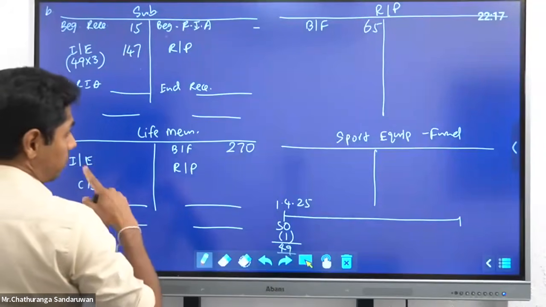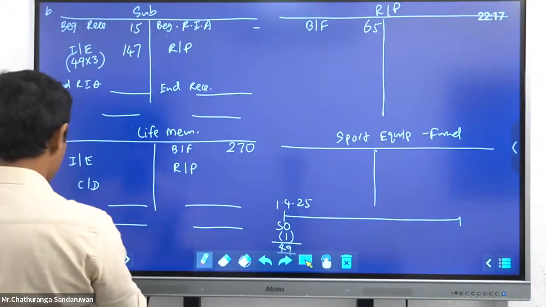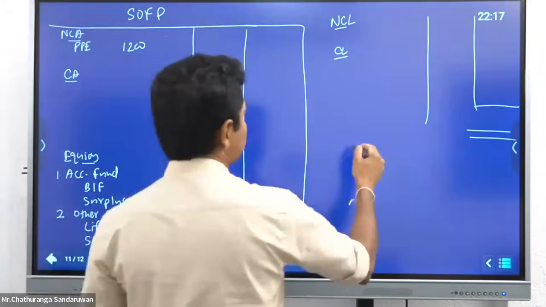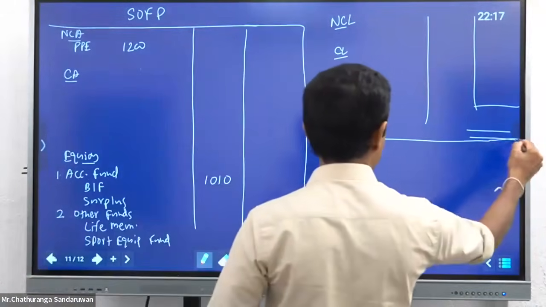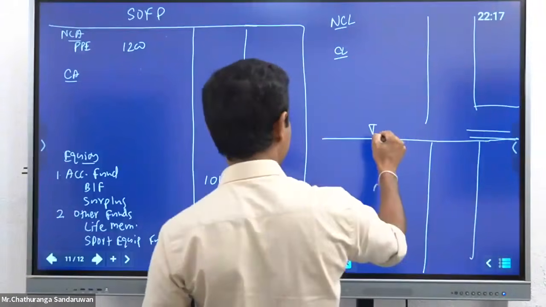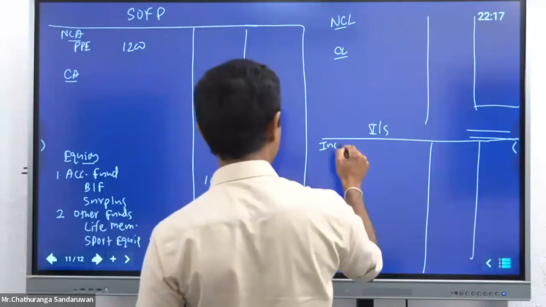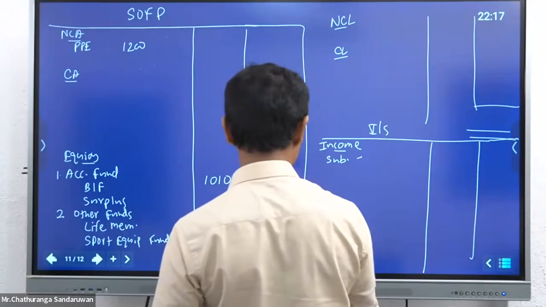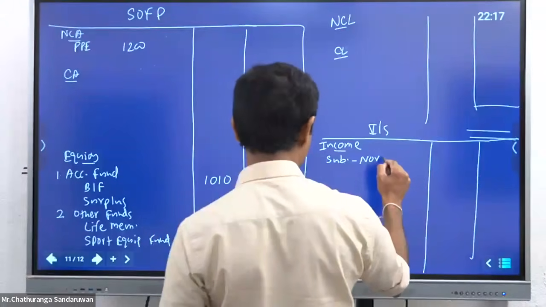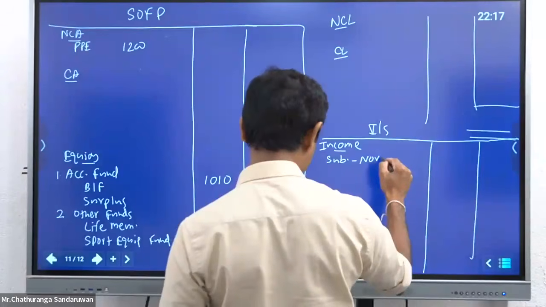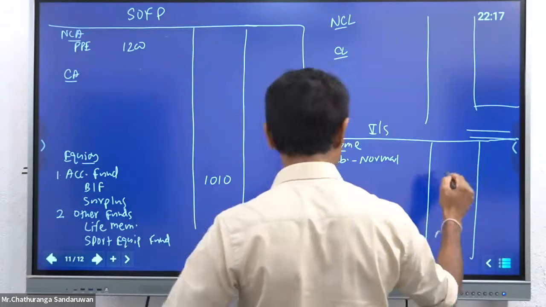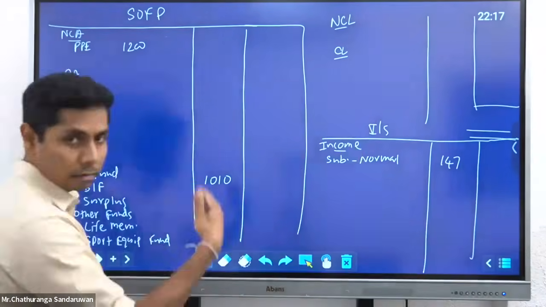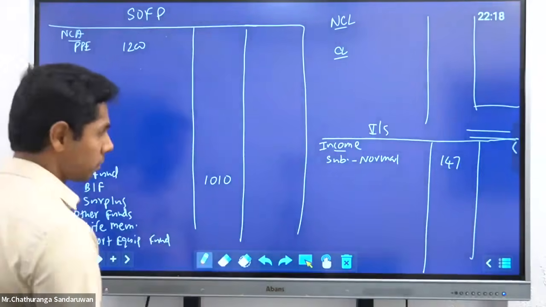We want an income statement as well. Is this part enough? Income statement. Under income, subscription income, normal subscriptions, 147, right? Income is 147. I'm doing it fast.